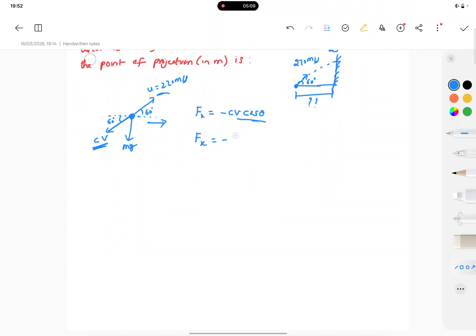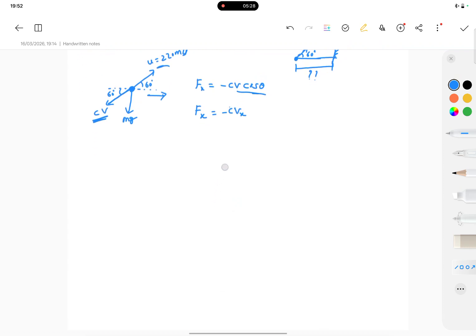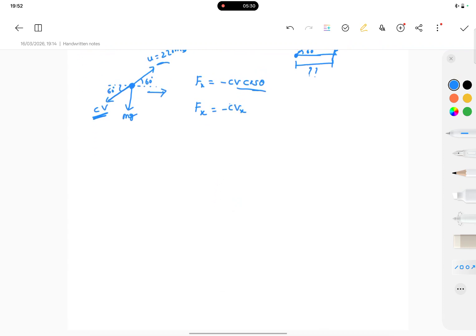Minus c v, minus c vx. So fx is given, so I can get the vx. Here, F we have to change in terms of mass into acceleration, that is m into a equal to minus c vx.